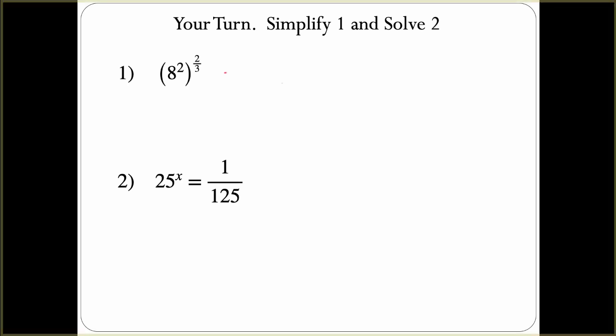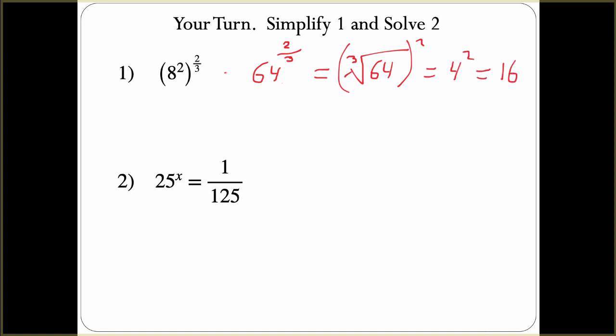So with number 1, the first thing we want to do is simplify the parentheses. So we have 8 squared, which is 64. Now we have 64 raised to the 2/3 power. This is one of the approaches. You could have brought the 2/3 power in and then had 8 raised to the 4/3. It's up to you. We have 64 raised to the 2/3, and then this becomes the cubed root of 64 squared. And this becomes 4 squared, which is 16.